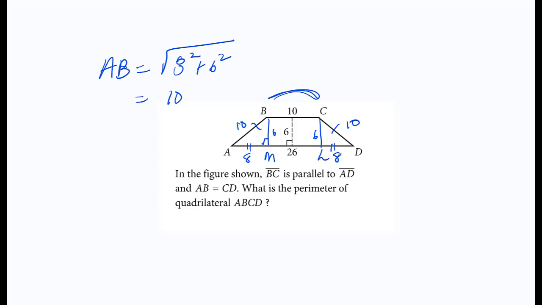So now I can add everything. That's going to be 10 plus 10 is 20, so that's 30 plus 26, that's going to be 56. So my perimeter for this one is going to be 56.